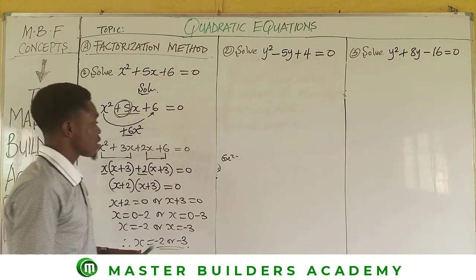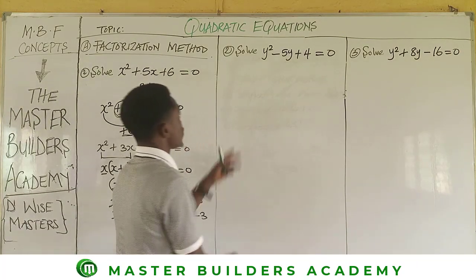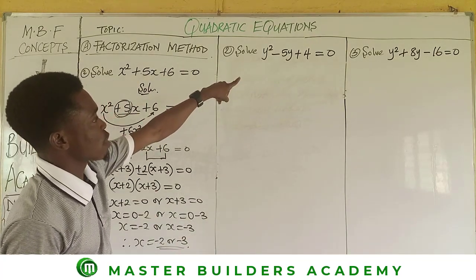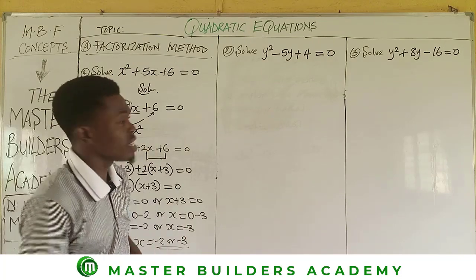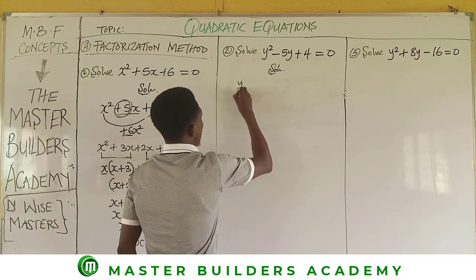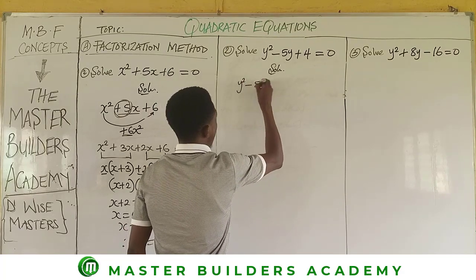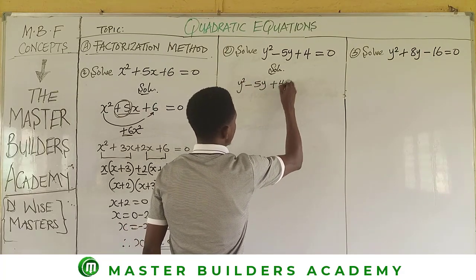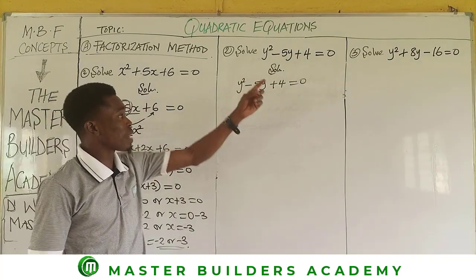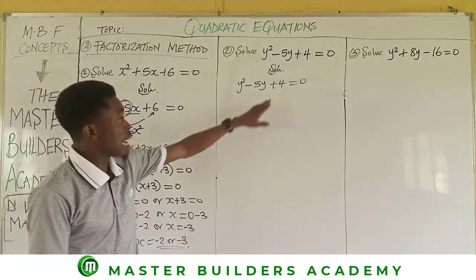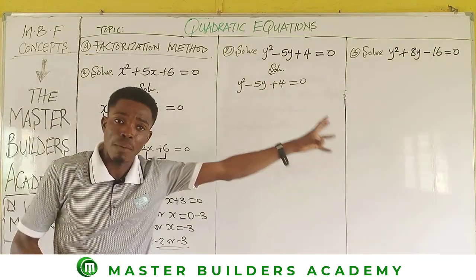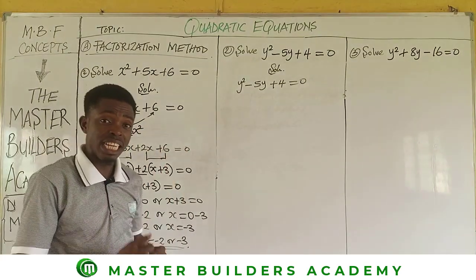Now guys, let's get into the business of solving question number 2. On the board, we are asked to solve y squared minus 5y plus 4 is equal to 0. It's the same way, guys. Put down solution. Then we have y squared minus 5y plus 4 is equal to 0. Now guys, the first thing you do is to multiply the constant, which is the term without y, by the y with the highest power, which is the first term here, or the leading function.